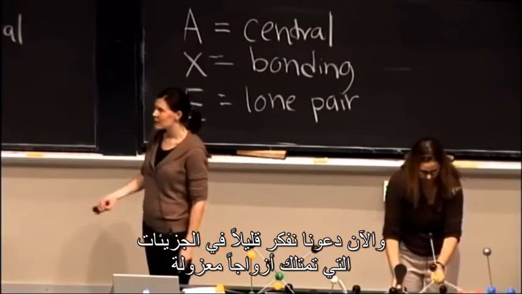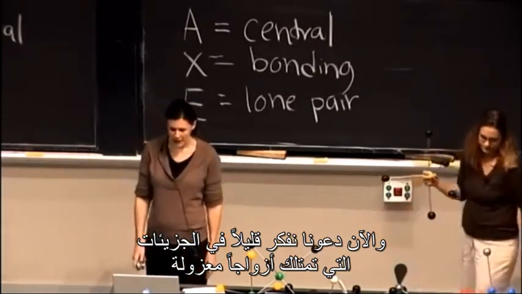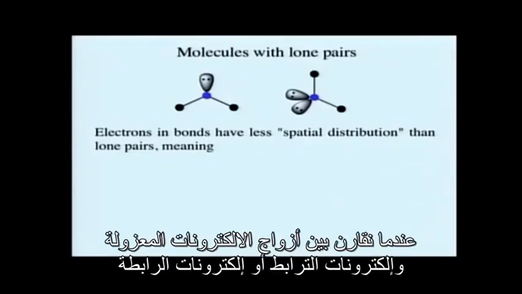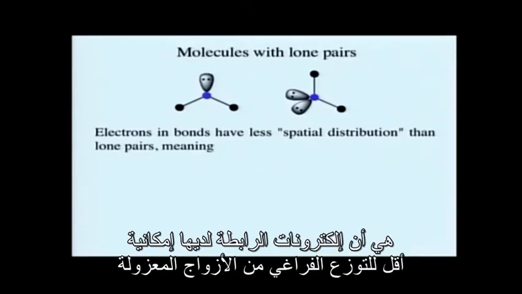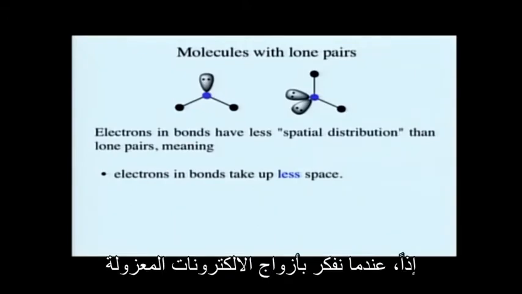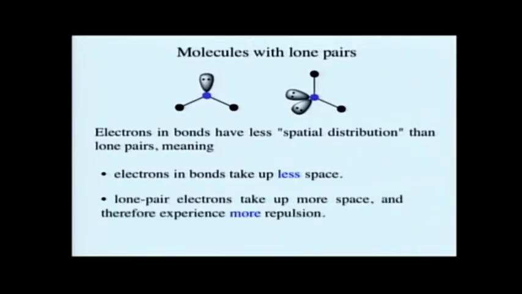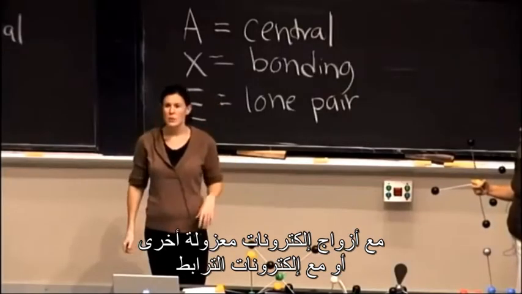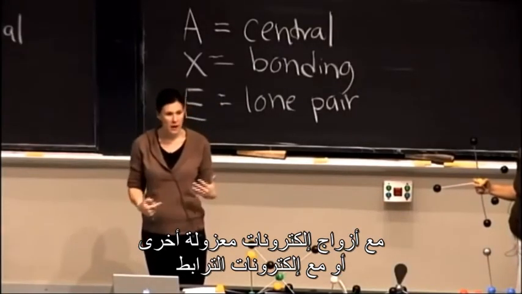And now let's think a little bit about once we do have molecules with lone pairs. The biggest point to keep in mind when we're comparing lone pair electrons with bonding electrons, or electrons in bonds, is that electrons in bonds have less spatial distribution than lone pairs. That's just a way of saying that electrons in bonds take up less space. So lone pair electrons are taking up more space, and this means that they're going to experience more repulsion, with either other lone pair electrons or with bonding electrons.